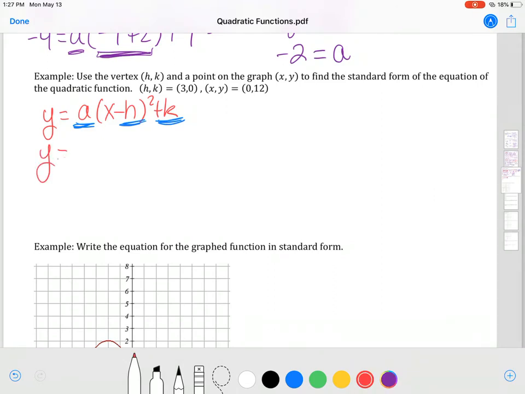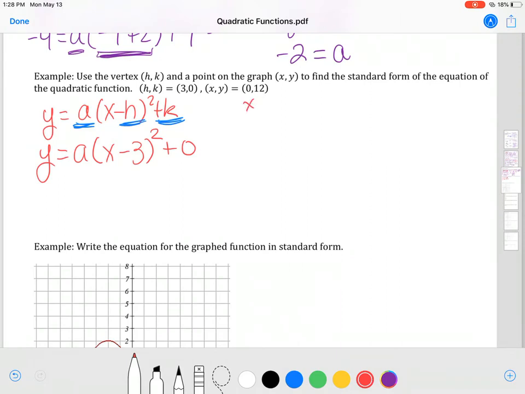So I have y is equal to a times, my h is 3, so I have (x - 3) squared. My k is 0. If you don't want to put it in because it's 0, you don't have to, but I'm going to write it down so that you can see where it came from. So that's my k. Now they give us an extra point, (0, 12).